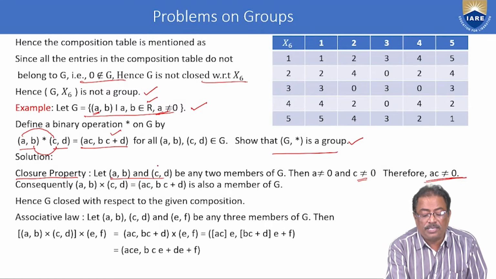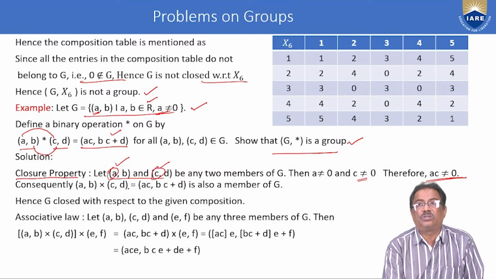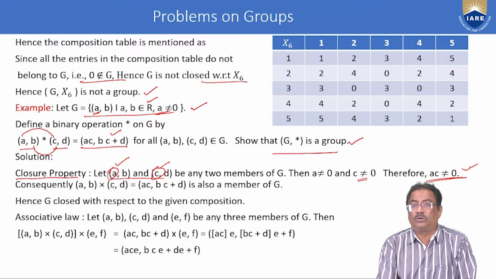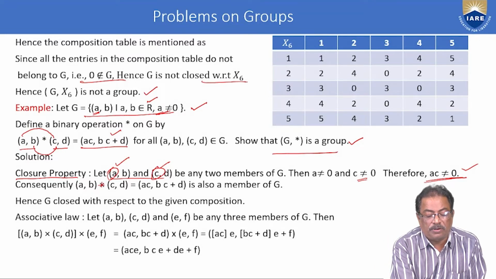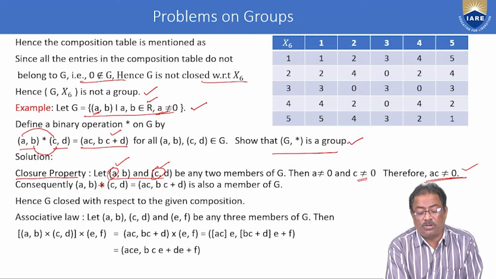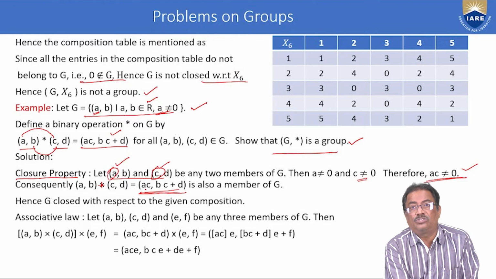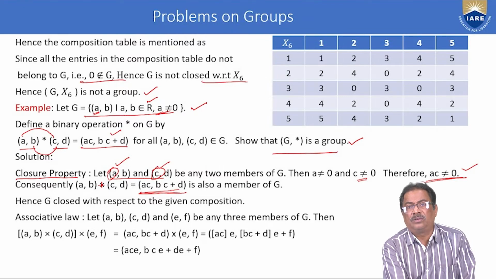So here I am taking two ordered pairs. Obviously A is not equal to 0, C is not equal to 0, so AC is not equal to 0. The product of these two is not equal to 0. Once I apply the binary operation, I get this. So here AC is not equal to 0. The first element is not equal to 0. Of course, the remaining are also real numbers.